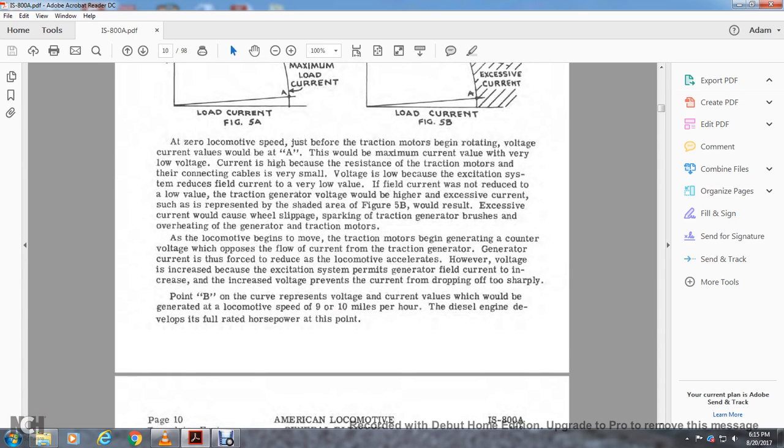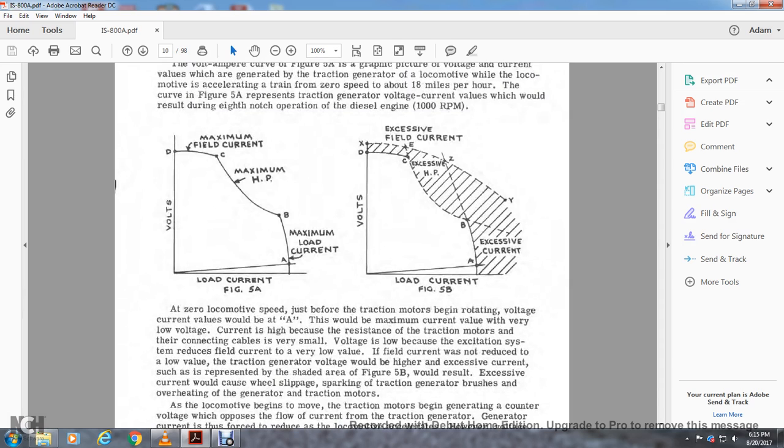At zero locomotive speed, before the traction motor is rotating, the voltage and current values would be at the maximum current with very low voltage. The current is high because of the low resistance of the traction motor and connecting cable, and the voltage is low because the excitation system reduces the field current to a very low value. With a higher voltage and excess current, the shaded area of figure 5B would result.